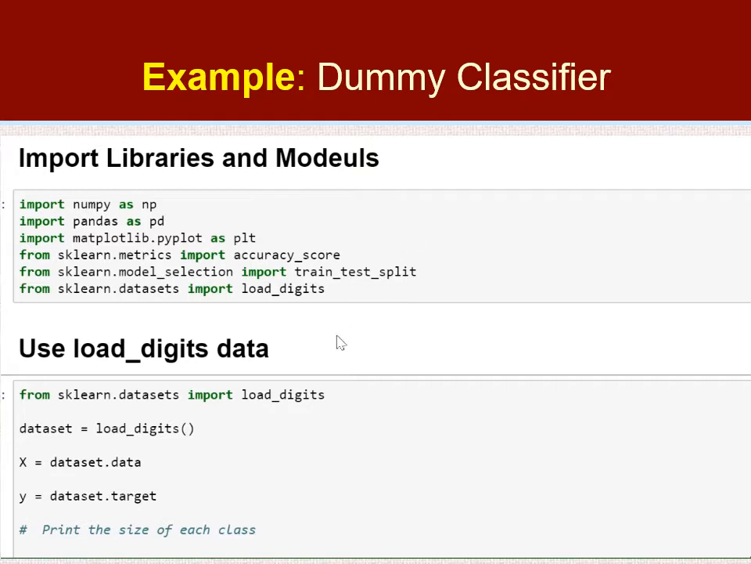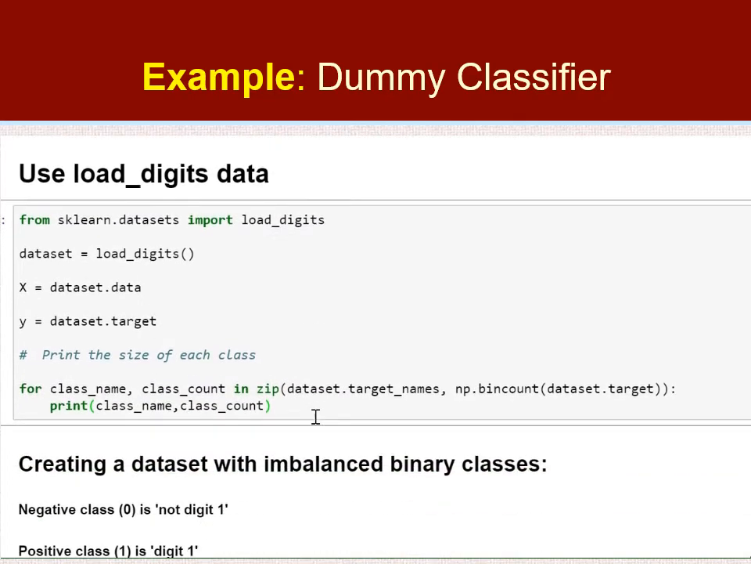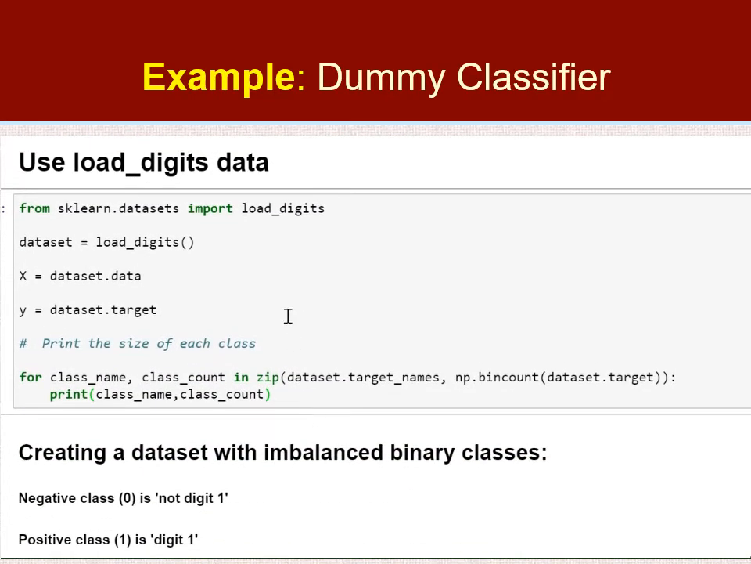We're going to work on the digits dataset, which is a data set in Scikit-Learn. This is basically the digit numbers. There are 10 classes, class 0, 1, 2, 3, 4, 5, 6, 7, 8, 9. All right, so next we're going to load the digits data set. So load_digits, I'm going to put it in the variable dataset.